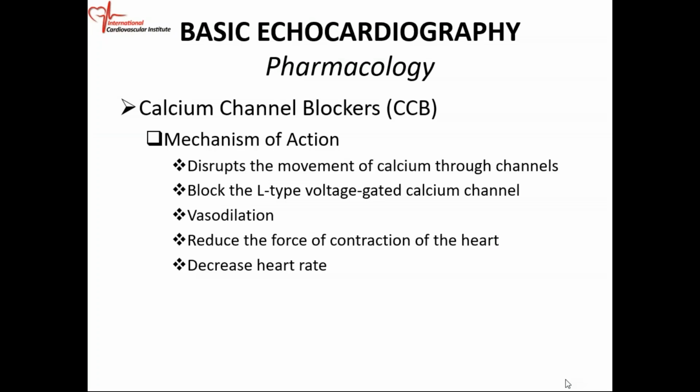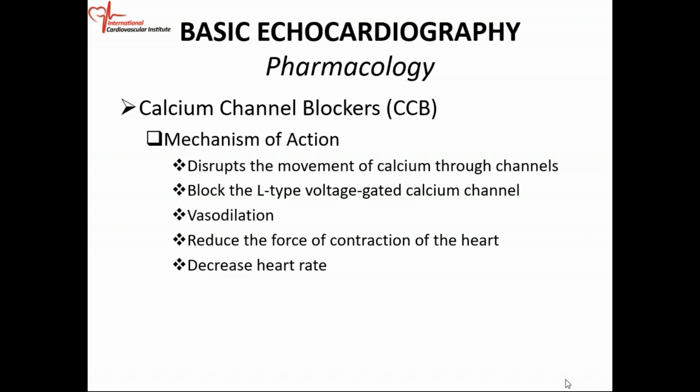We're going to continue with pharmacology, looking at calcium channel blockers. And we're going to discuss the mechanism. That's how these medications work. They disrupt the movement of calcium through channels, and they block the L-type voltage-gated calcium channel. So they block the calcium channel. Okay? And as a result, they cause vasodilatation.